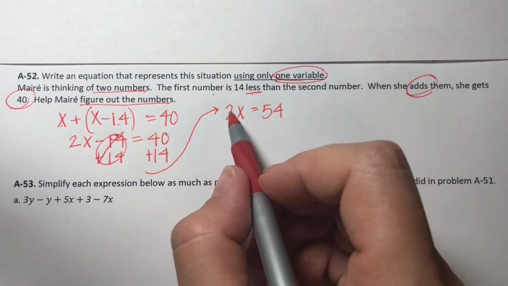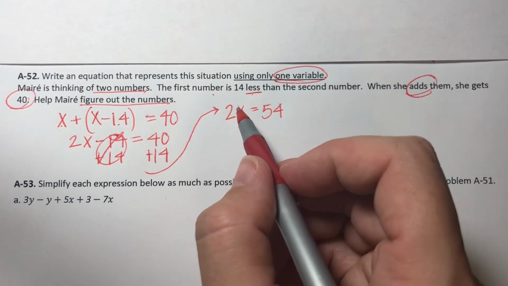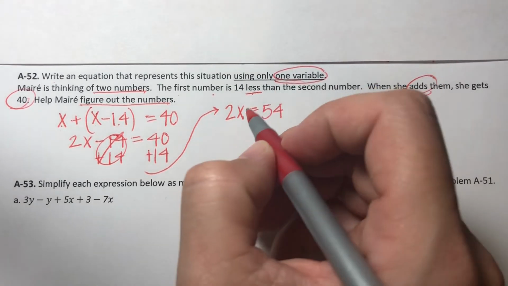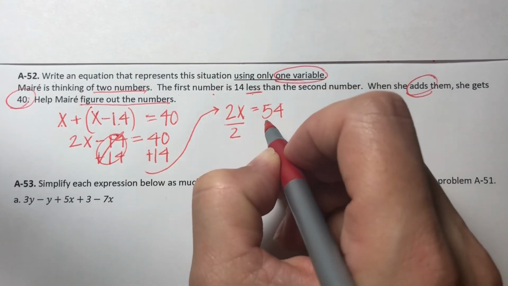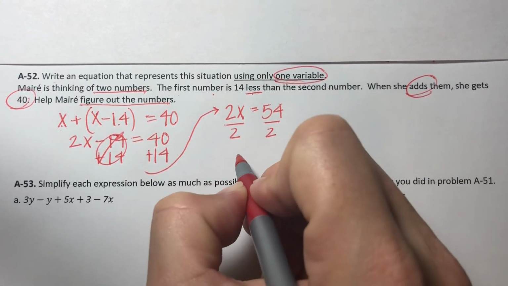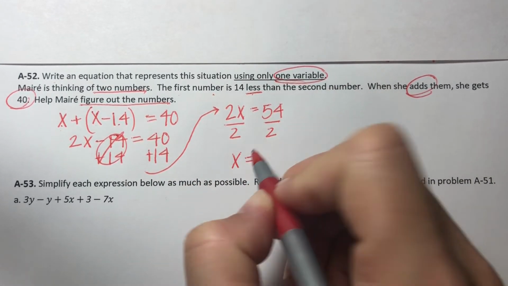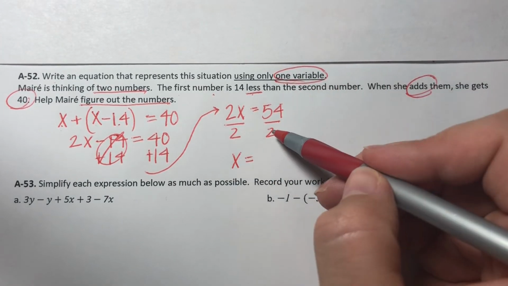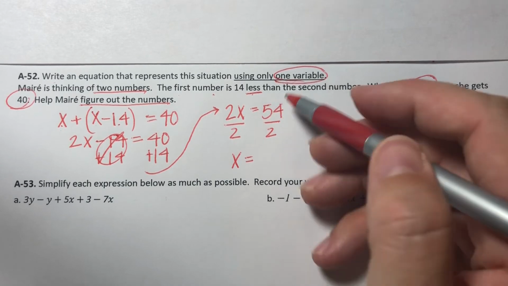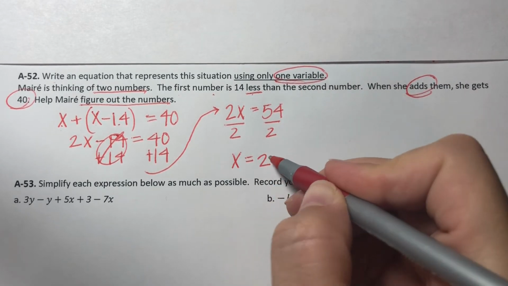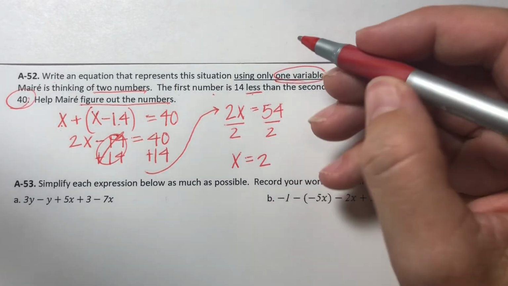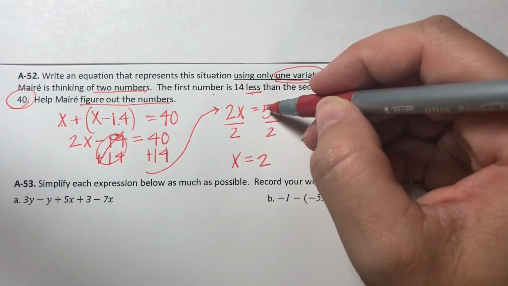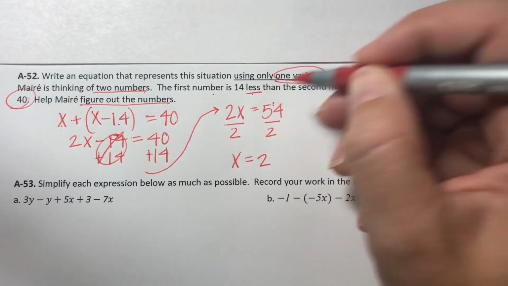So right now, 2 and x are being multiplied. Remember, to undo multiplication, we want to use division. So I'm going to divide by 2 here and divide by 2 here. So x equals, you can do this on your calculator or you can kind of talk it out in your head. If you think about it this way, 2 goes into 5 twice. So that's our first number. And we're left with a 1, right? Because 2 times 2 is 4 and 5 minus 4 is 1. So I'm going to put a little mini 1 there.